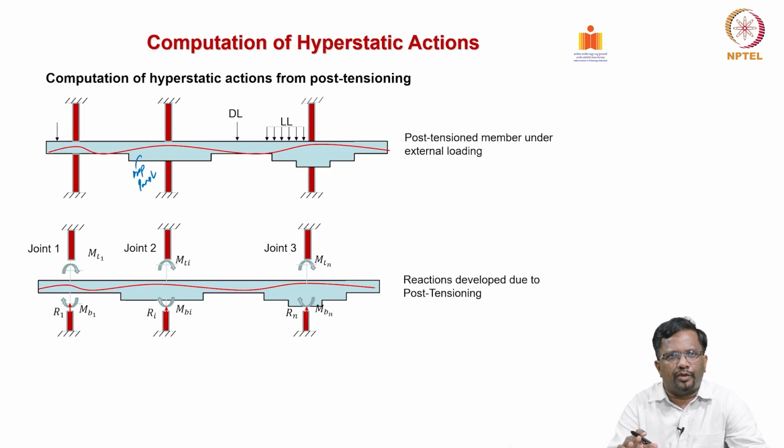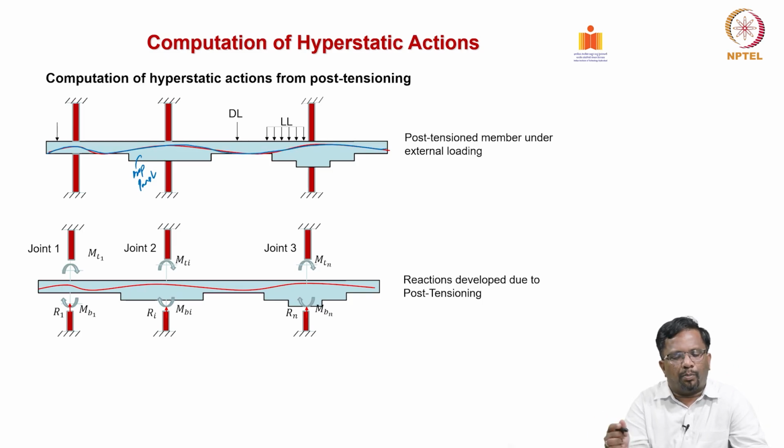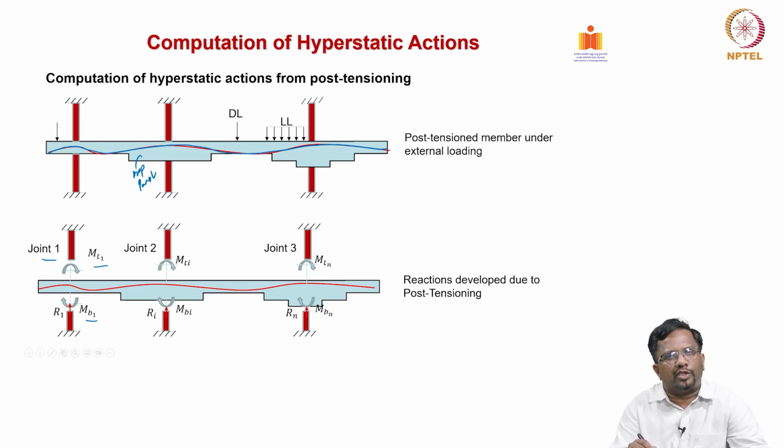Now, you have some loading, and this is a pre-stressing cable profile that we have. Now, when you apply this pre-stress, this is not a statically determinate system. So, there are columns that are connected at all the supports, and you are going to develop some moments at these joints. For example, in joint 1, I have MT1 and MB1, the top and bottom moments that are developing at the location of this joint.